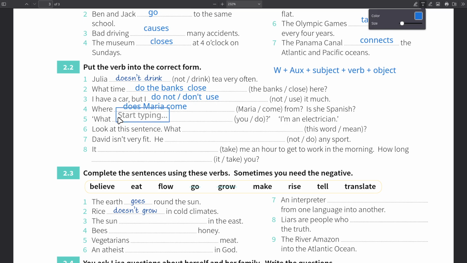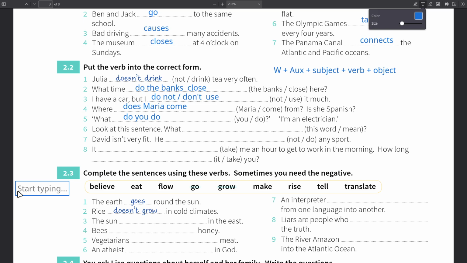What, right? First of all, our information question word is "what". Our subject is the second person, in this case "you", and our main verb is "do". In that case it is: What do you do? I am an electrician. Let's move on to the next one.